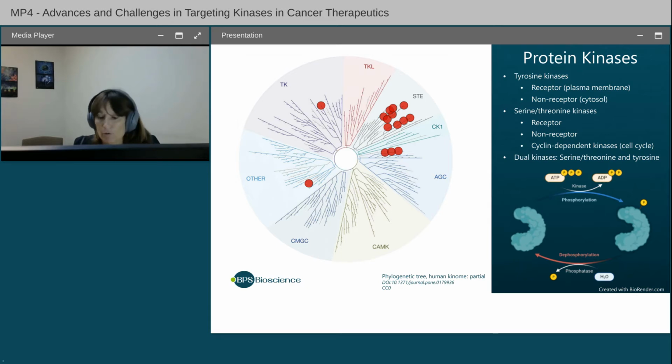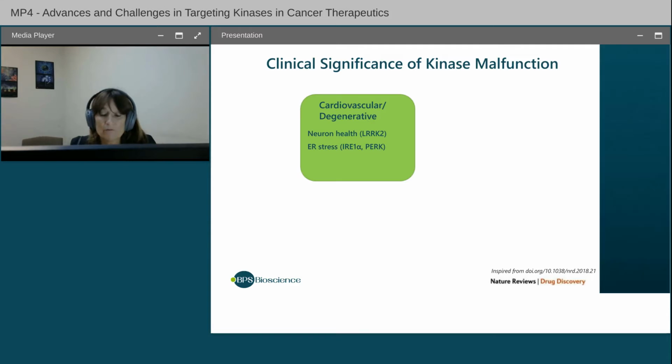Phosphorylation is the most frequent post-translational modification of proteins, and it regulates protein function. It does so by altering the conformation of a protein, its localization, enzymatic activity, interaction with partners, and so forth. So kinases trigger signaling cascades that ultimately regulate many biological processes such as metabolism, cell proliferation, cell cycle progression, survival, death, and differentiation. Because they are involved in so many biological processes, they're also involved in many pathologies.